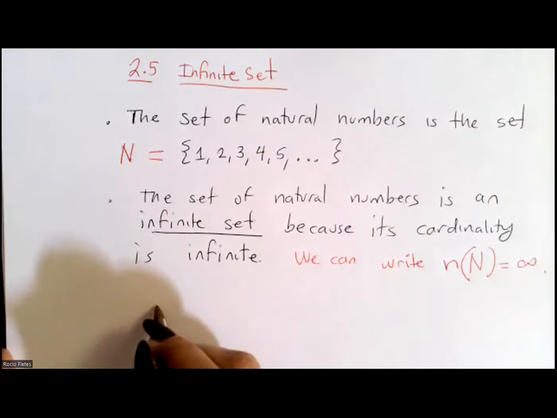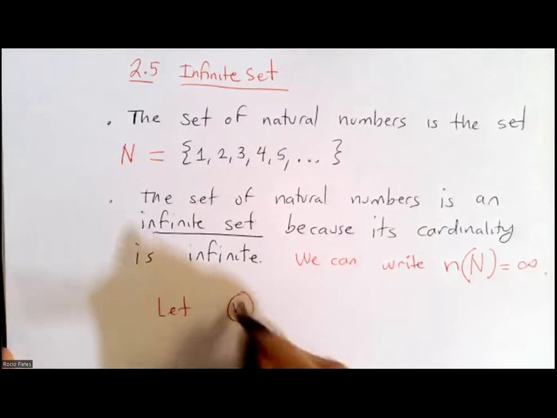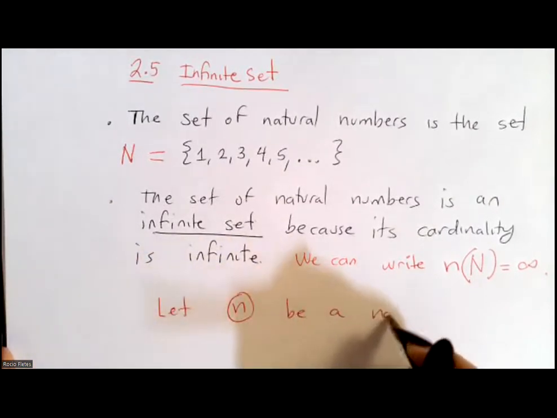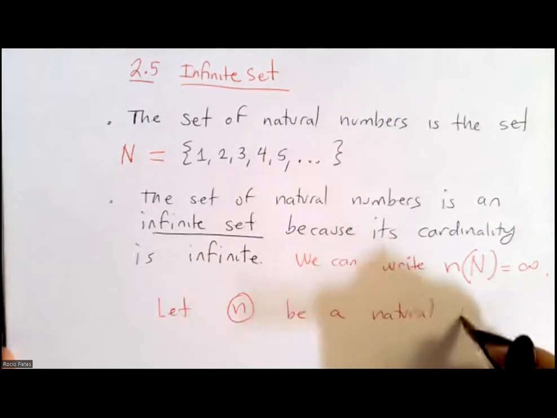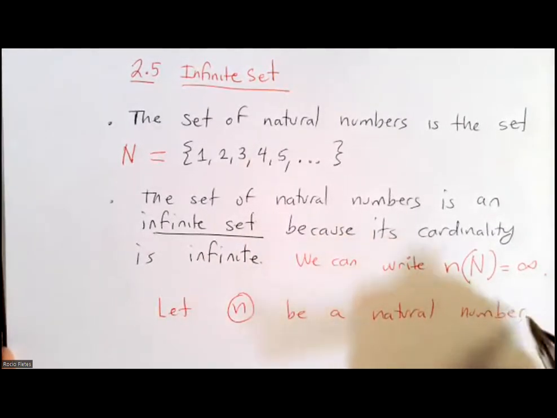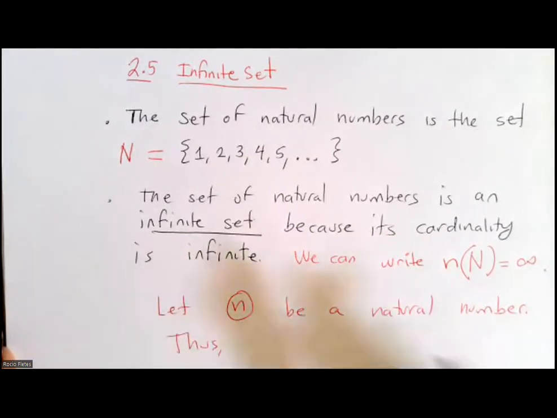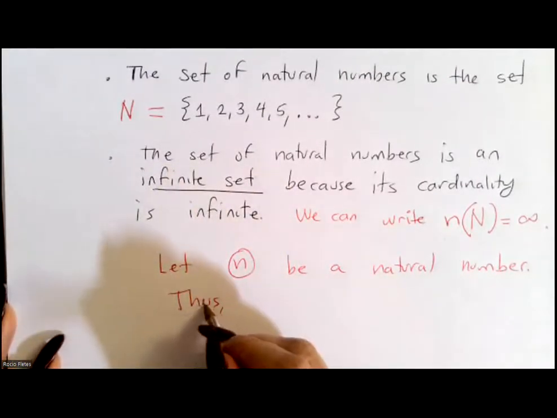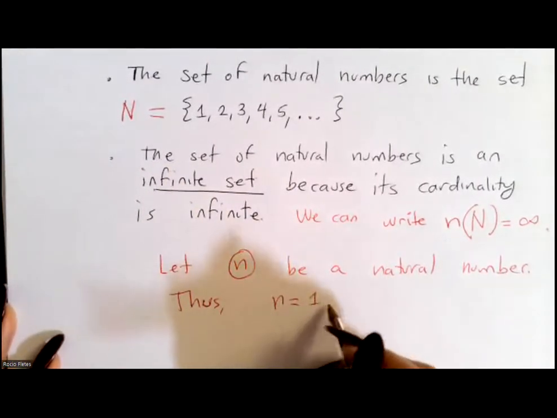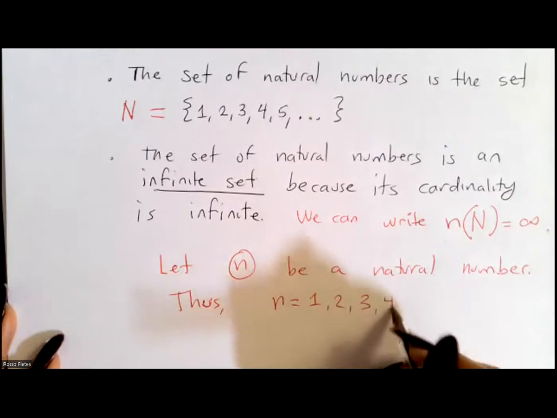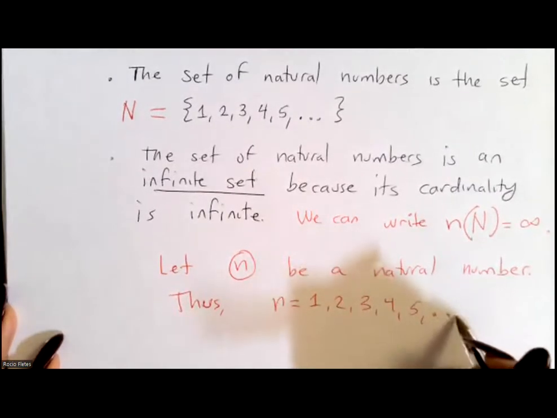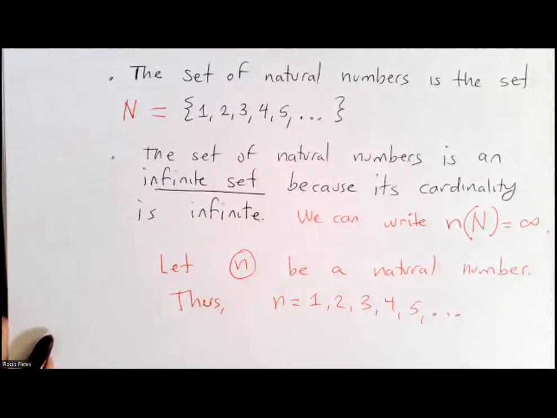So let n be a natural number. This means that you can write n as 1, 2, 3, 4, 5, and it keeps going, all the way to infinity. Okay, now because n can be any of these numbers, we're going to use n. Now let me go back to the problems here.